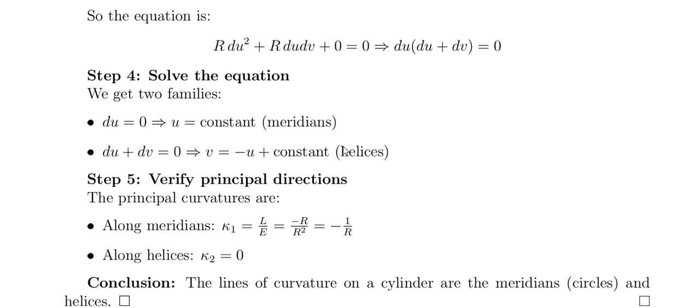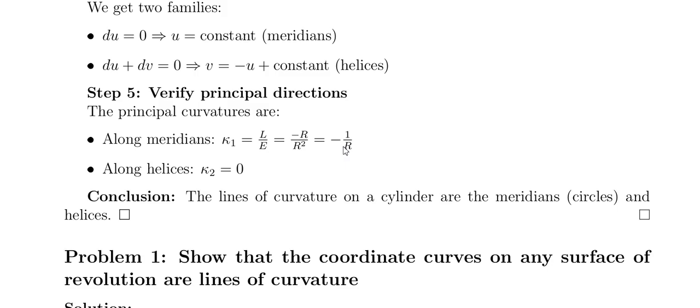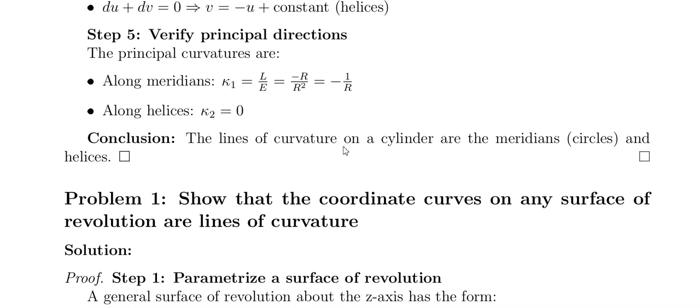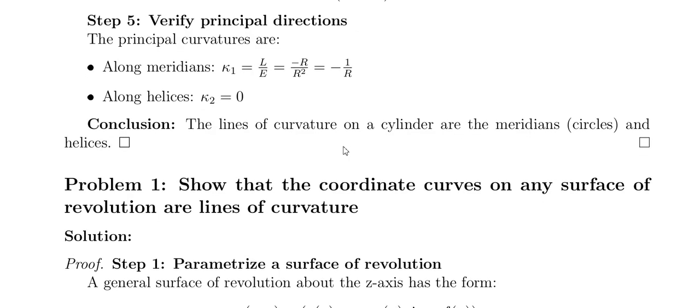We take du equal to 0, du plus dv equal to 0, integrate it, and we can find the equation. So the lines of curvature on a cylinder are the meridians, the circles, and the ellipses, they say. Okay.